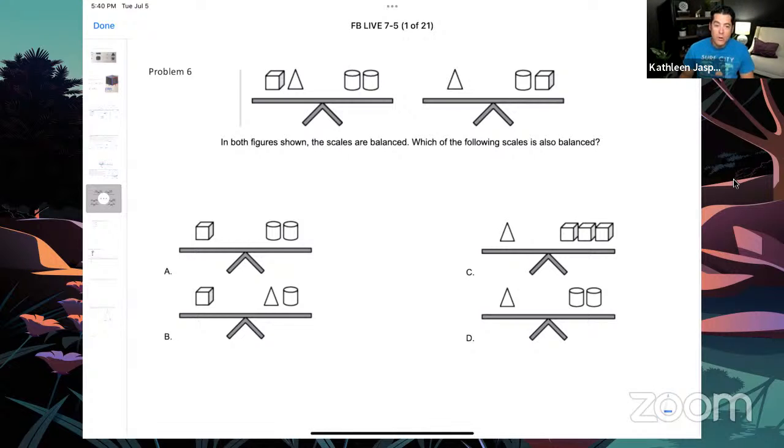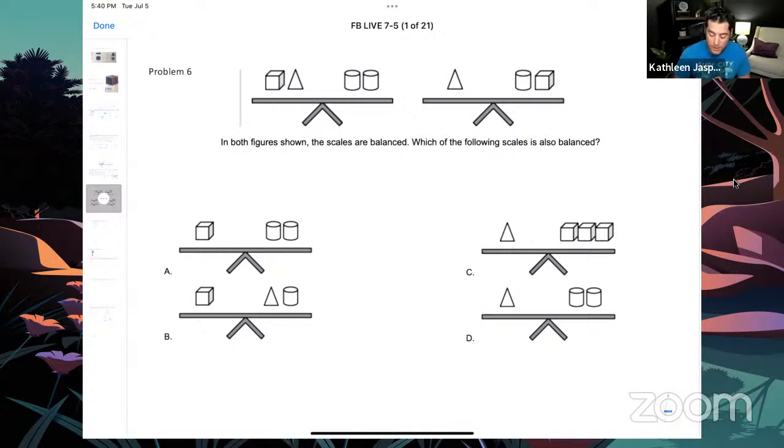So it says in both figures shown, the scales are balanced. Which of the following scales is also balanced? So I'm going to take you on a little bit of a ride for this problem. But again, in my opinion, this is like a literal equation.